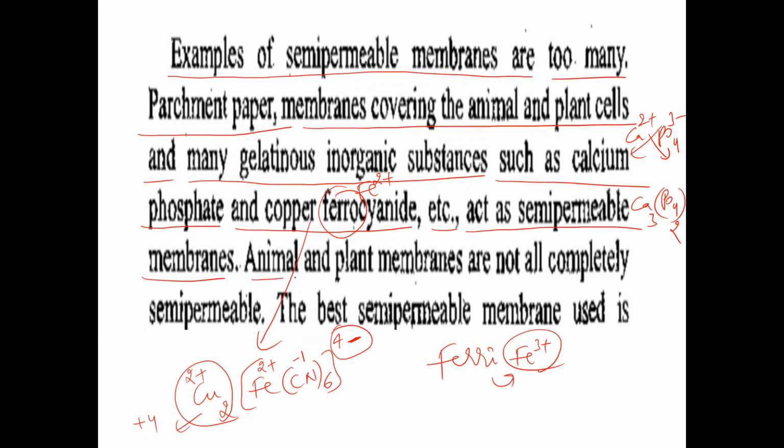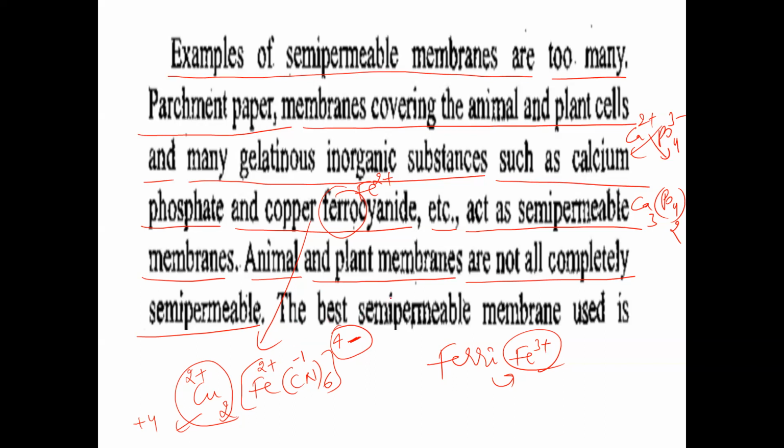Animal and plant membranes. Each plant cell and animal cell is covered by a membrane. Animal and plant membranes are not all completely semi-permeable. They may be semi-permeable in some cases.